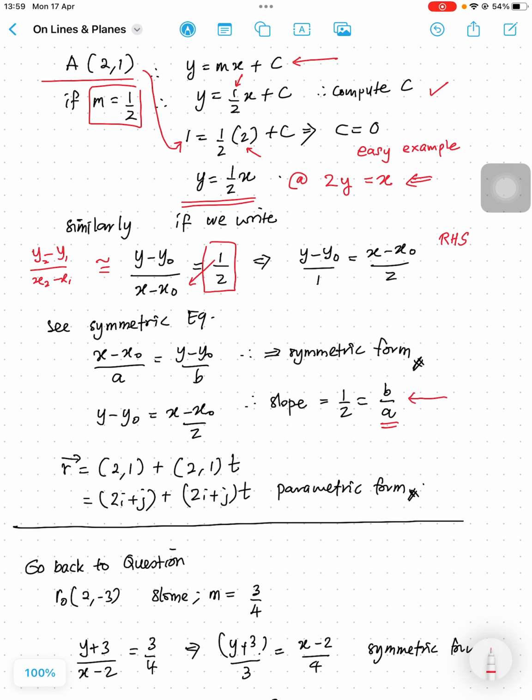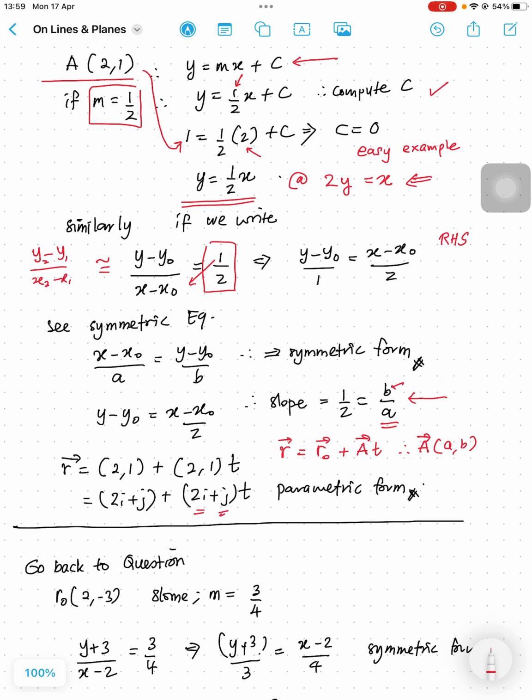So then your r is r naught plus at, and note down your a here is a, b. So a is 2 and b is 1. Okay, so you have 2i plus j. And then this one you choose whatever that is, the coordinate.